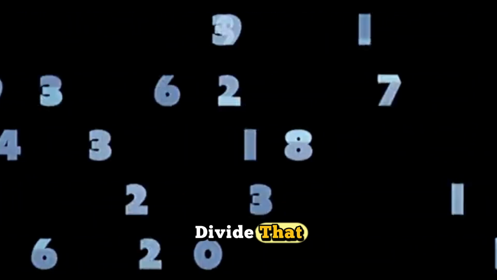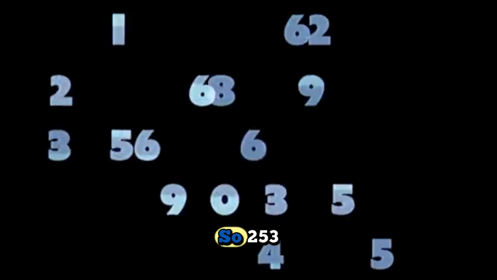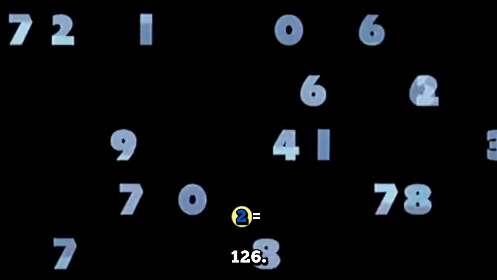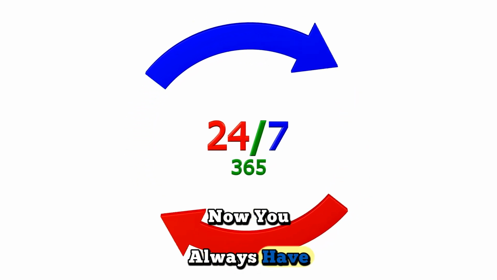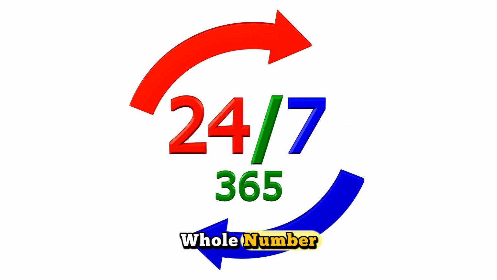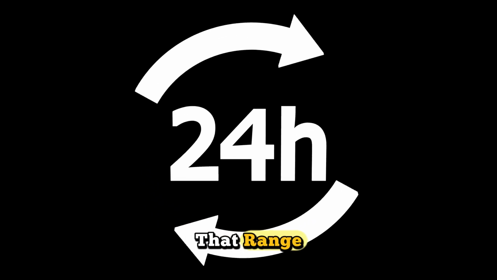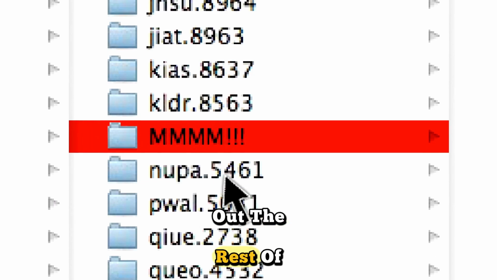And then we divide that number by the number of subnets. So 253 divided by 2 is equal to 126.5. Now you always have to round up to the nearest whole number. So we'll go with 127. And that's how we got that range. Okay, so now we can fill out the rest of the table.